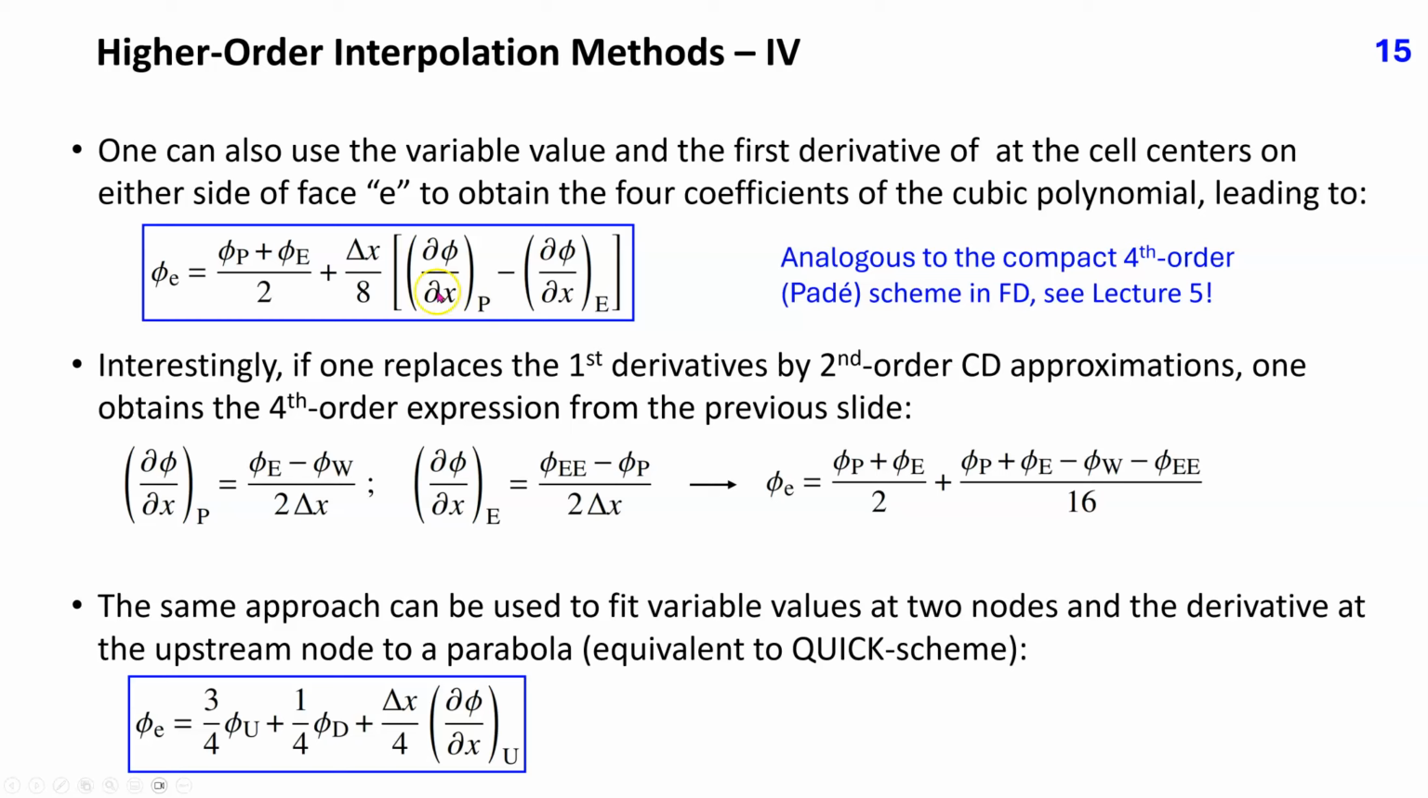Interestingly, if we replace the first derivative in this formula with second order central difference approximations, we obtain the approximation from the previous slide, here expressed as the second order linear interpolation plus the correction that raises the order to fourth. The same approach can be used to fit a parabola to 2 values at cell centers on either side of the phase and to the first derivative at the upstream cell center. This is then a compact version of the QUICK scheme.